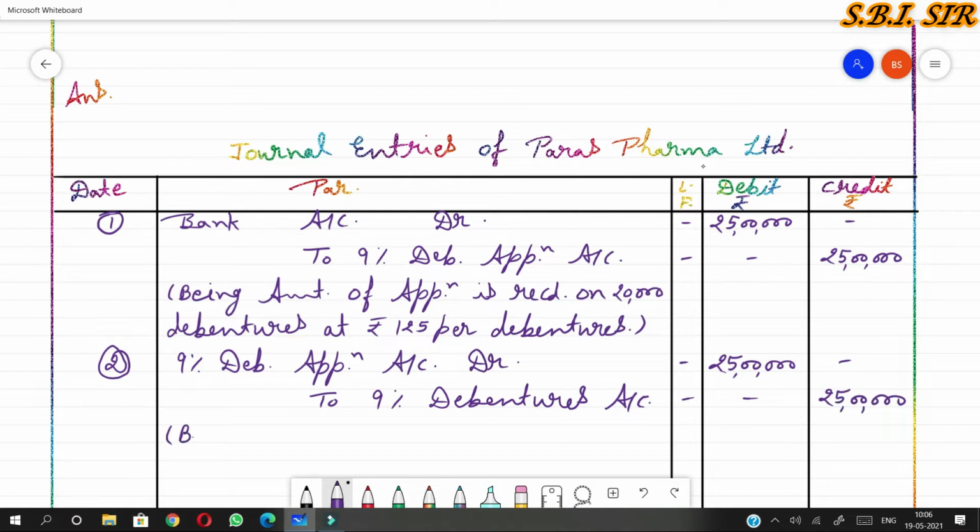Narration being: amount of application is transferred to debenture account.